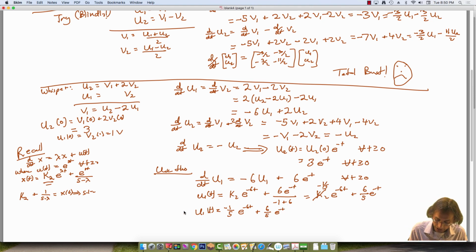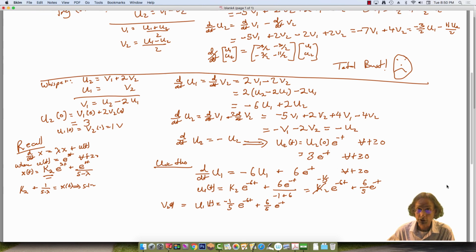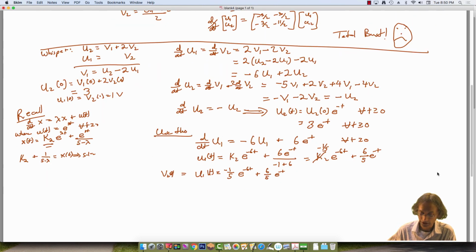So remember, u1 of t is the same as v2. So now we know the waveform for v2. It is the sum of two different exponentials, e to the minus 6t and e to the minus t, with the following weighting. And the last thing that remains is that we can solve for v1.